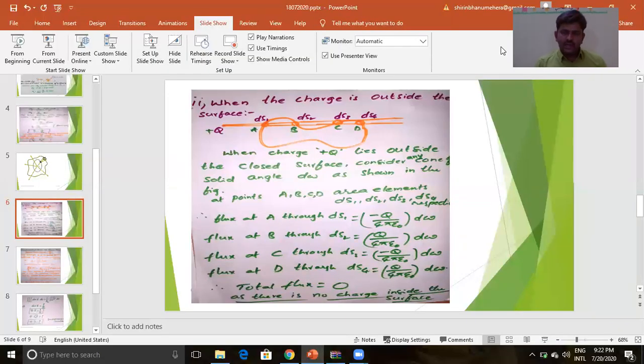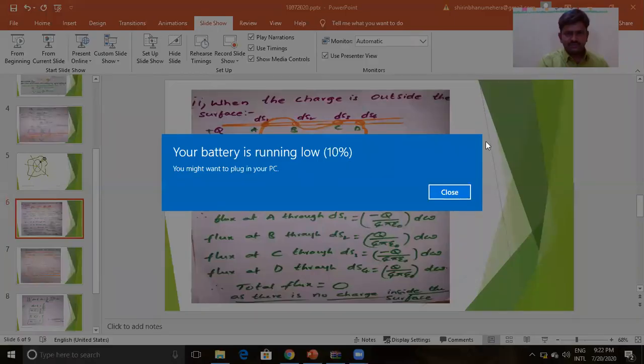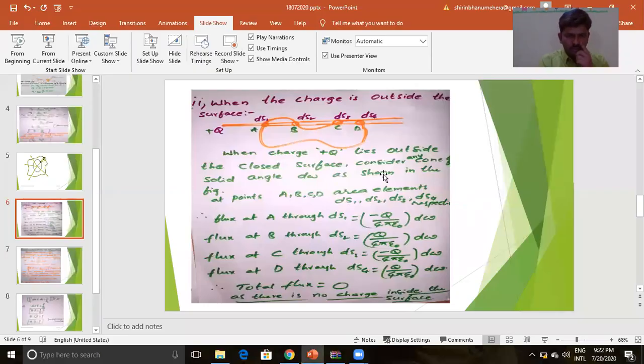Now we'll derive the same Gauss law, and see what happens if the charge is outside the considered closed surface. When the charge is inside the closed surface, we derived Gauss law: the entire electric flux coming out of that surface equals 1 by epsilon naught times the charge. So what happens if the charge is outside the considered closed surface? We'll see it using this slide.